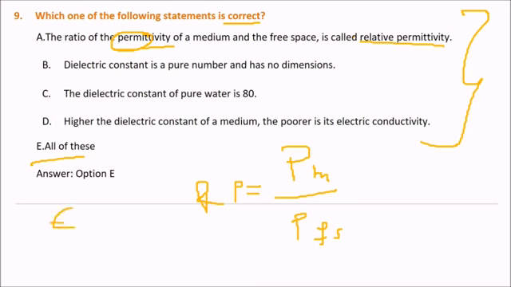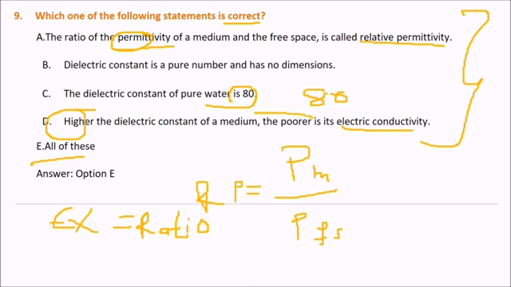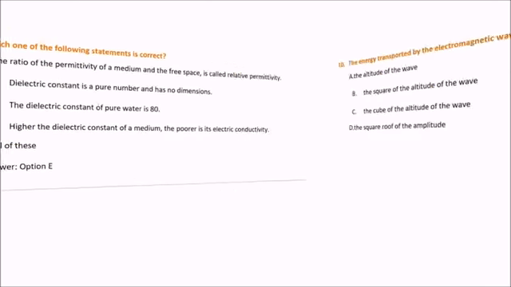The dielectric constant is a pure number and it has no dimensions because it is a ratio. The dielectric constant of pure water is 80. This is also true. And the higher the dielectric constant of a medium, the poorer is its electrical conductivity. So, all of these are correct.